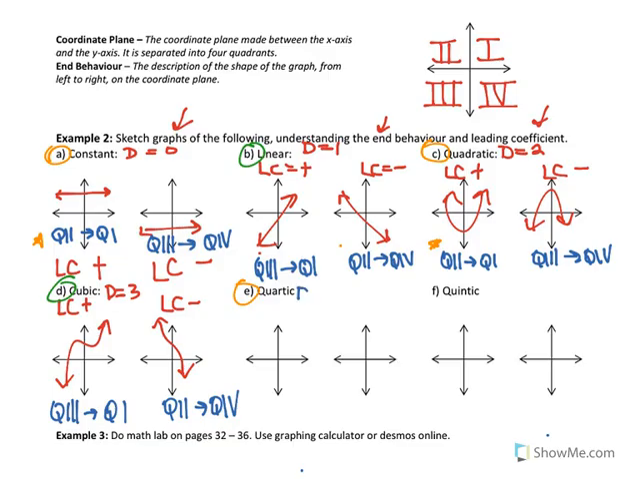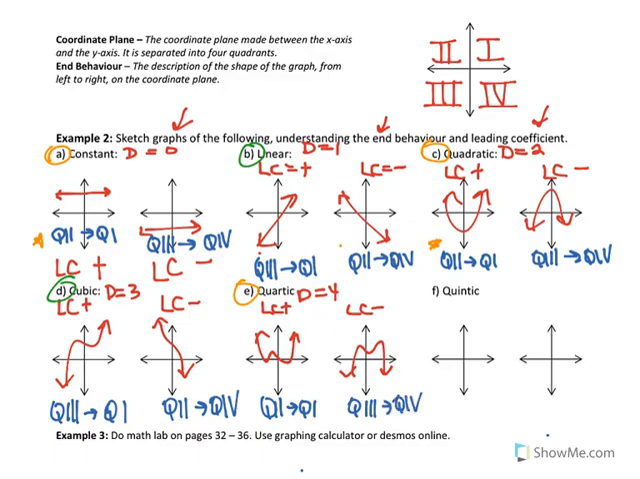So degree is 4. Oops, I wanted to be using red. Degree is 4. It looks something like that, or something like that. So if it's positive or if it's negative, and it opens down. So our end behavior is going to be 2 to 1 and 3 to 4.